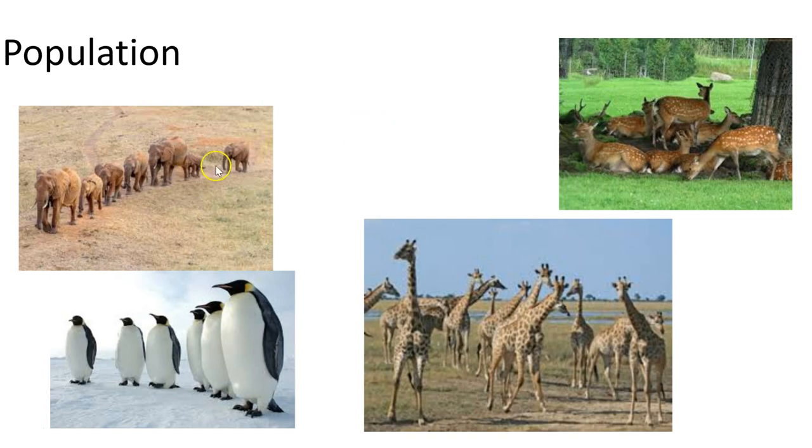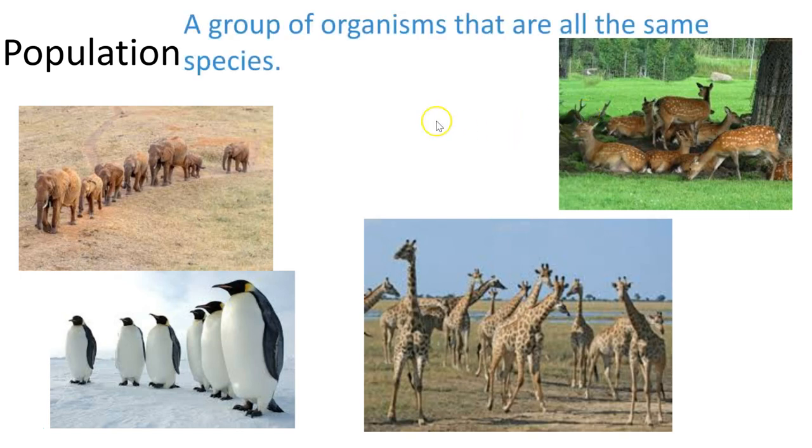A population. So here's a population of elephants, a population of penguins. Population of giraffes, population of deer. Notice that they're all the same species. Okay, so this is a group of organisms that are all the same species.